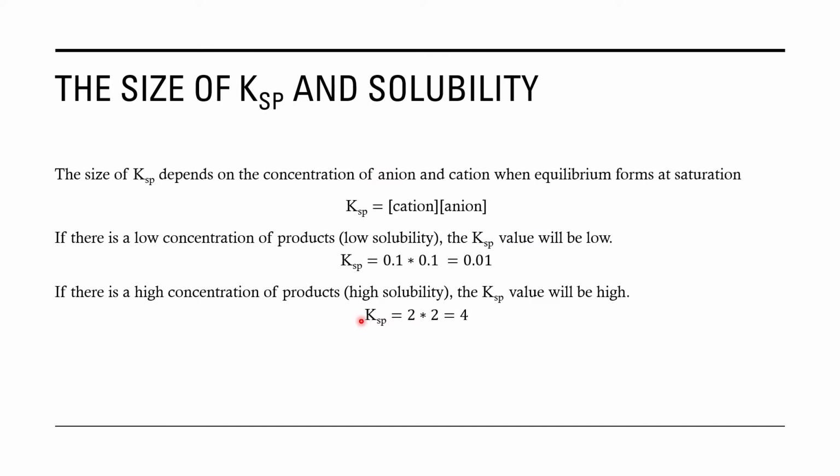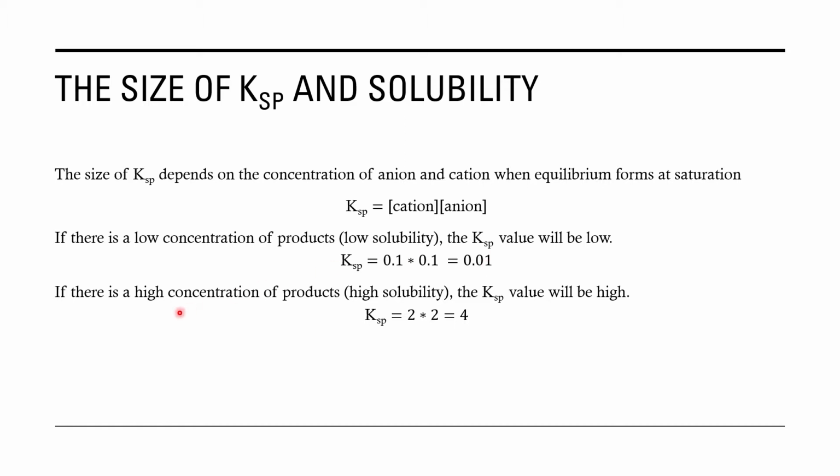When we're looking at Ksp, the size of the value can give us an inkling as to how soluble the substance will be. We already know that Ksp is a product of the anion and cation concentration. If there's a low concentration of products, when multiplying two small numbers together, that's going to mean that we have a really low Ksp value. So Ksp values that are low will generally mean that there is a low solubility for the substance.